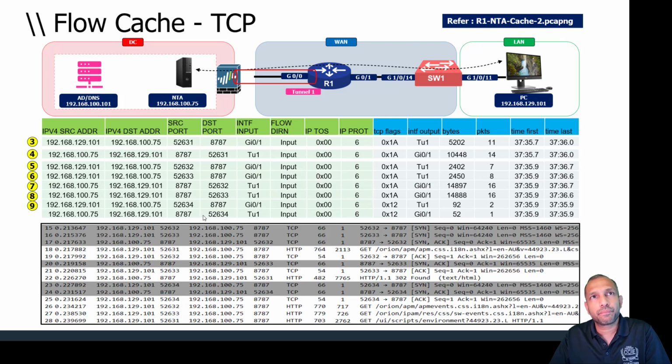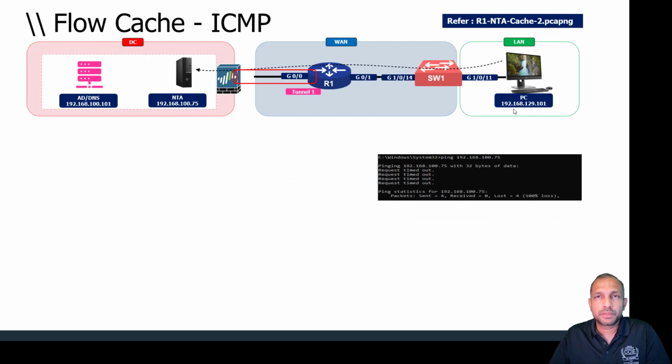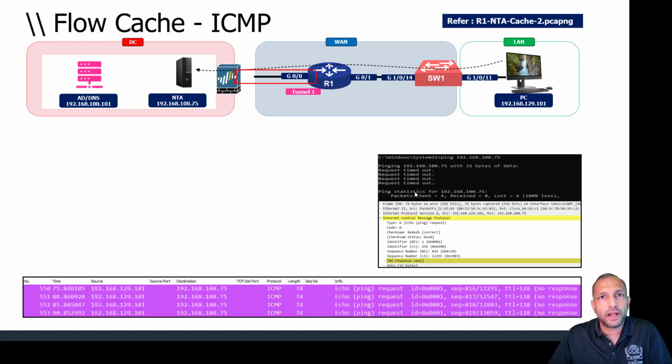So in this particular example, just to show you what happens with ICMP as well, I just pinged from this particular machine to this particular server, to show you what information is recorded in the flow cache. You can see the server did not respond. Maybe the firewall blocked it, so I didn't get a response. But to find out what information is in the flow cache, this is the same packet capture. If you filter by ICMP, you will find these 4 packets.